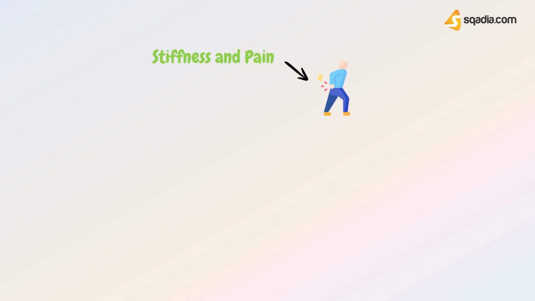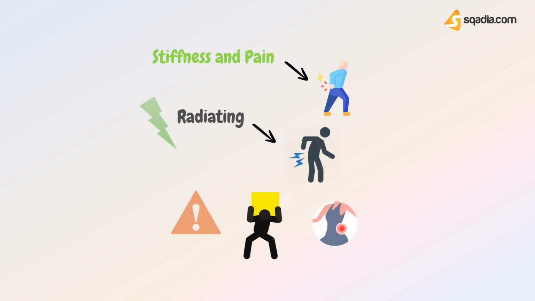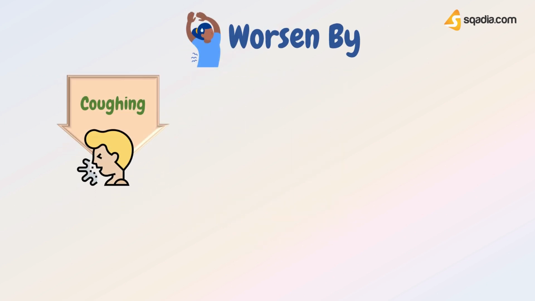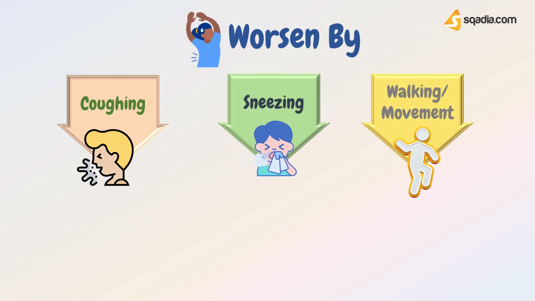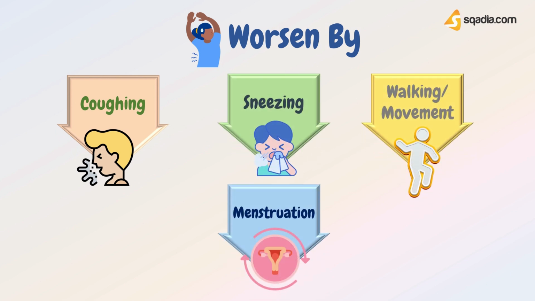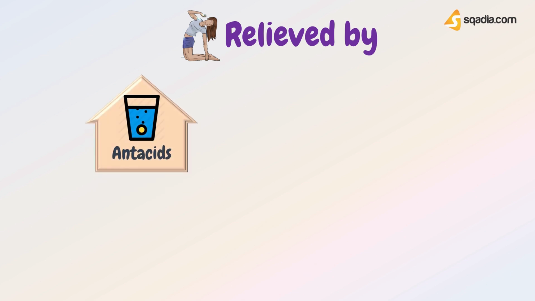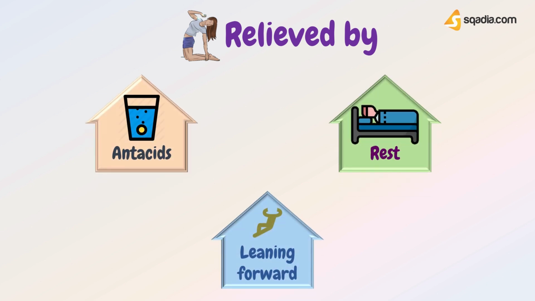Firstly, you should know that back pain is defined as stiffness and pain centered anywhere in the back, sometimes radiating into the legs or buttocks, and possibly originating after heavy lifting or injury. Secondly, you should be aware of all the aggravating factors: coughing, sneezing, walking, movement, and menstruation. In the next phase, you should be aware of the factors that help relieve pain, which include antacids, leaning forward, and bed rest. The most common form of back pain results from strain in the lower back.